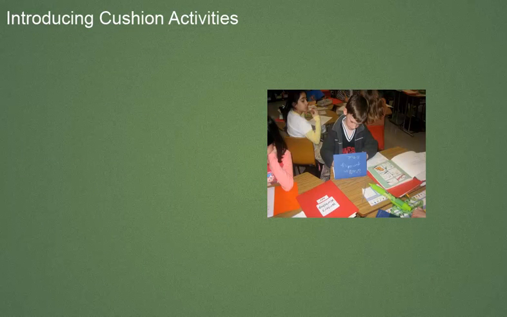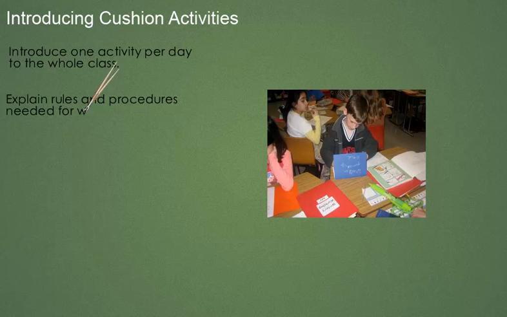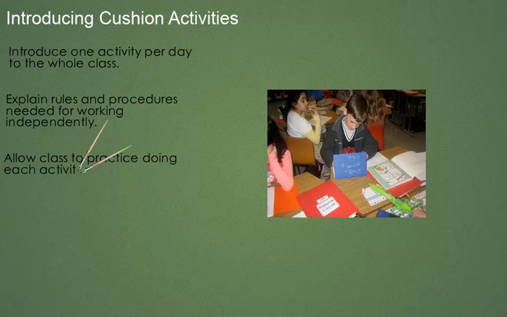Your cushion activities need to be introduced gradually as well. Introduce one activity per day to the whole class. Explain rules and procedures needed for working independently and allow the class to practice doing each activity for 15 to 20 minutes as may be appropriate. Clarity and consistency are absolutely key for this and every component in this rotation plan, so be sure to establish those firmly with your class.